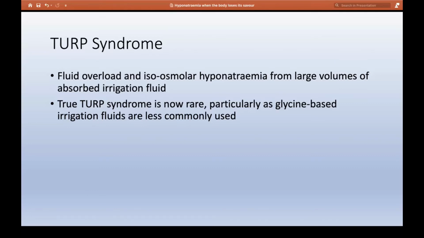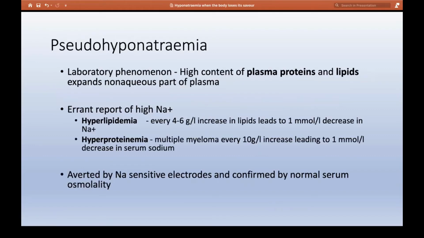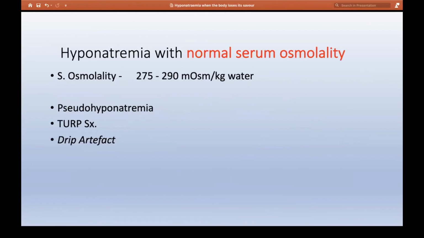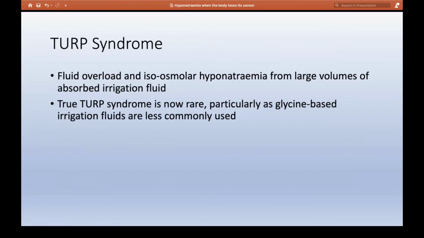If the irrigant fluid that is given is absorbed, large volumes of absorbed irrigation fluid can give rise to an isoosmolar state, and it can dilute the sodium, causing hyponatremia. But it has become a rarity because now glycine-based irrigation fluids are less and less commonly used. But be mindful of this pseudo-hyponatremia and TURP syndrome in hyponatremia with normal osmolality.